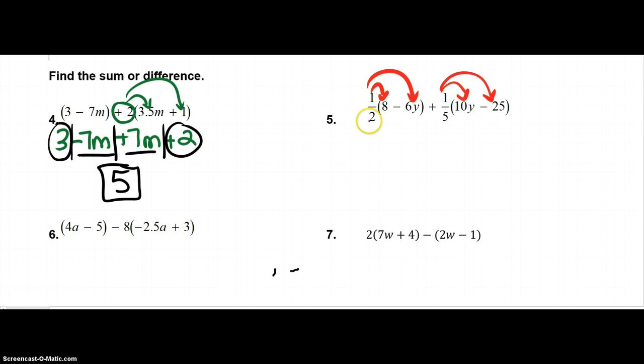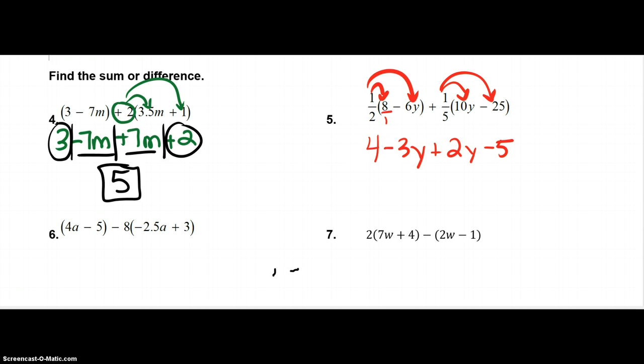Number 5 is similar to number 4, but here we're actually distributing twice, and both times it is a fraction. Now, when we're distributing this first fraction, 1/2 to 8, it's taking 1/2, multiplying it by 8, or 8 over 1. So 1/2 times 8 over 1 is just 4. 1/2 times negative 6y is negative 3y. Then I have plus 2y minus 5.